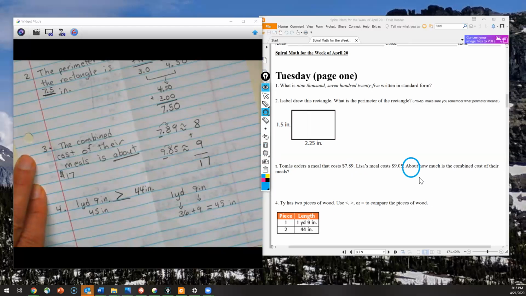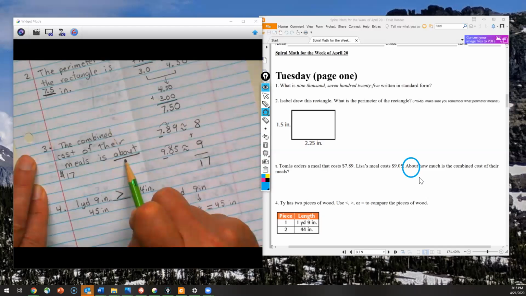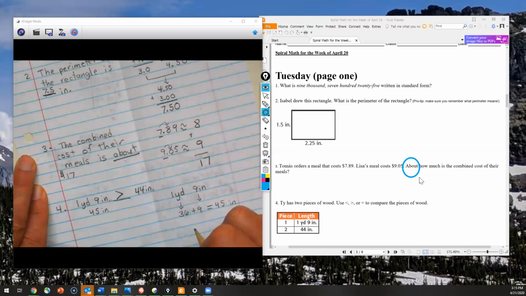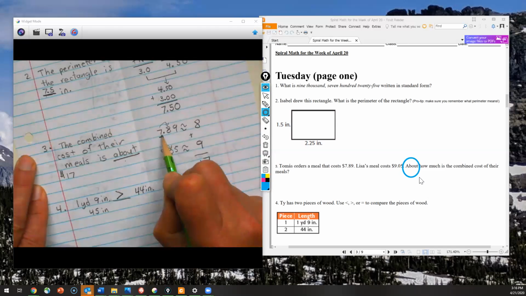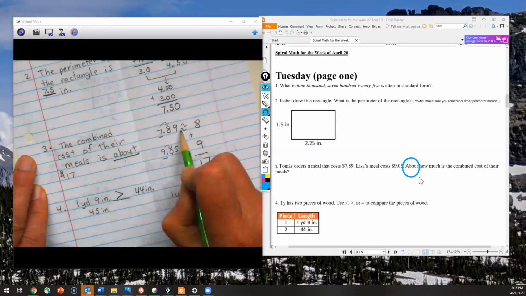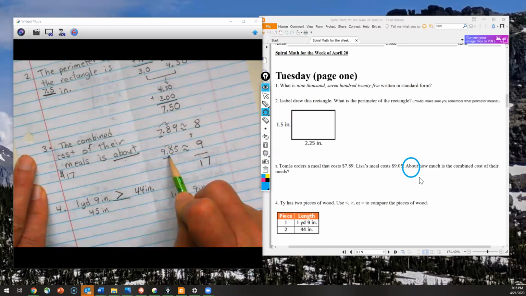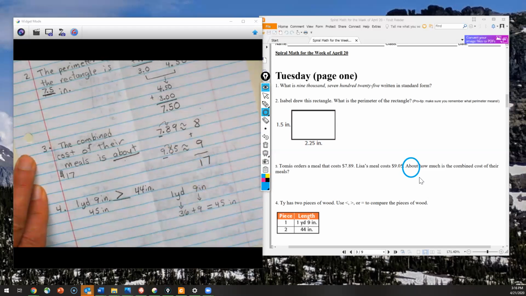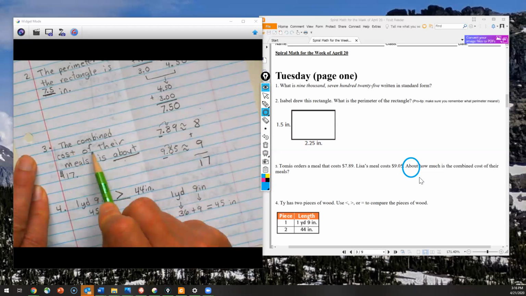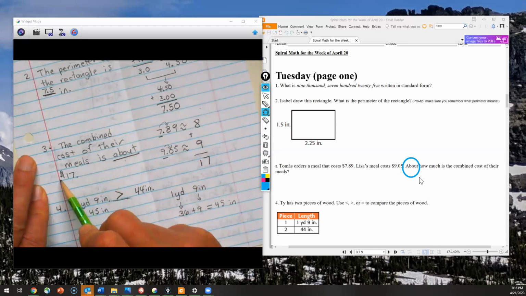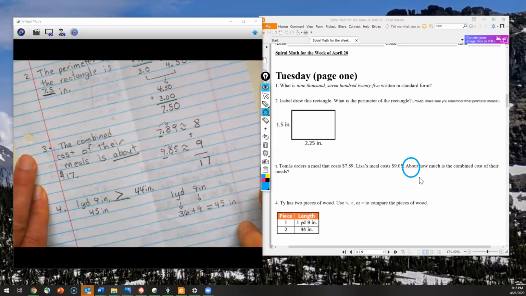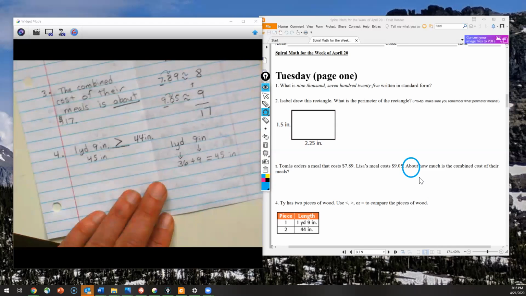I underlined it here too. About, and you're going to be just basically rounding. You're going to take $7.89 and round it up to $8. You're going to take $9.05 and leave it alone and round it to $9. That'll get you 17 total dollars. So the combined cost of their meals is about $17. Make sure you use a dollar sign here for your unit of measurement. Next, we're going to be going down to number 4.